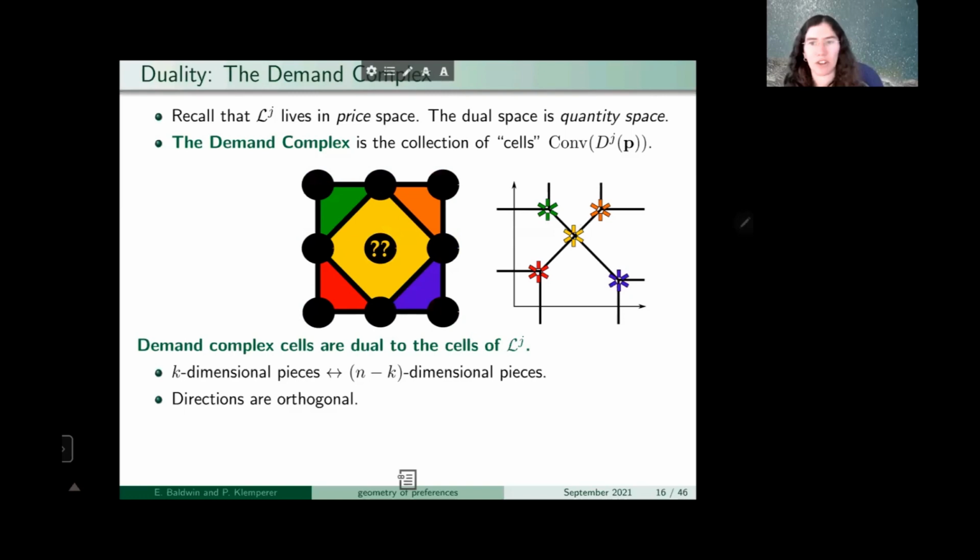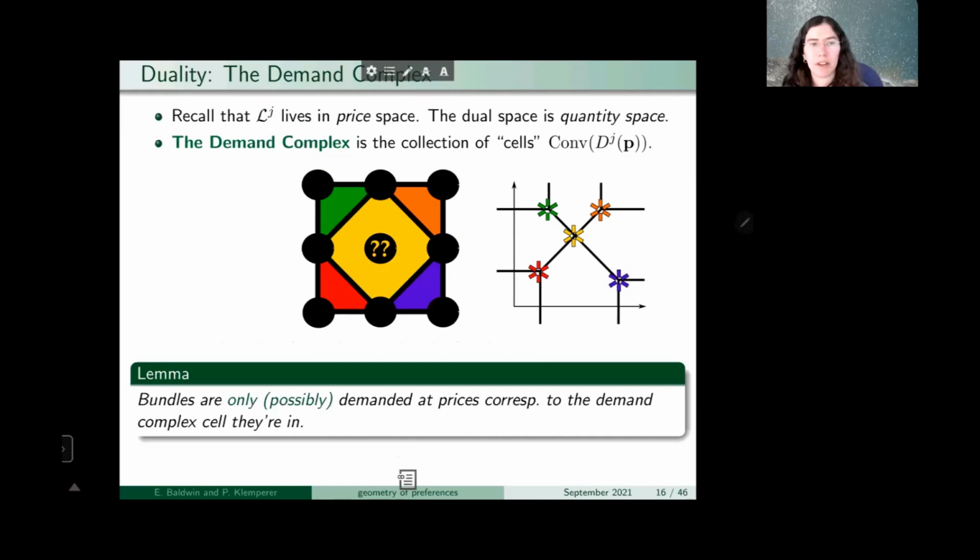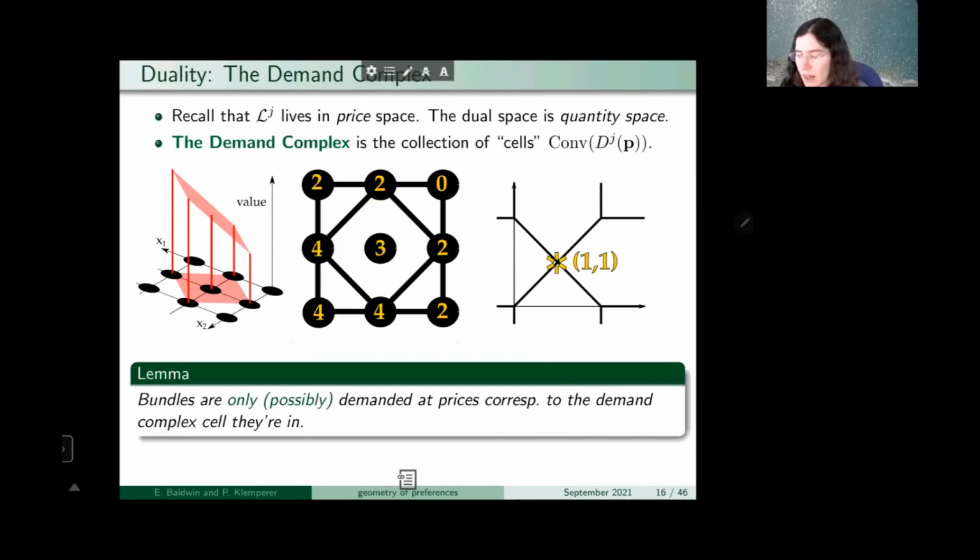That's where that bundle corresponds. It doesn't correspond to a nice open region. It just corresponds to a single point together with the other quantities around it. So we actually are able to see that bundles are only possibly demanded at prices corresponding to the demand complex cell that they're in. So this bundle, if it's demanded, can only be demanded at that price exactly there. And why is that? Well, if you think about it, we've got a price at which we're indifferent between all the bundles at the vertices of that square. And so it must be that, at least looking at the vertices, the valuation is increasing linearly across that space, because there's a price at which we're indifferent between all of them. And so if that linear increase in value across the space also maps precisely to the one in the middle there, then it'll be demanded there.